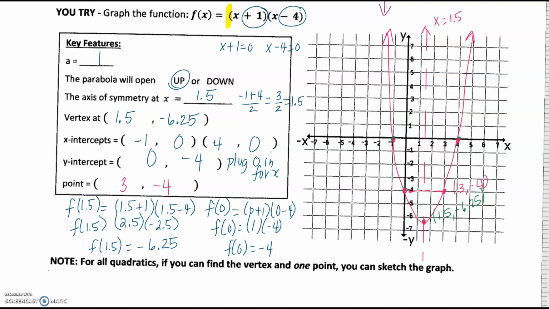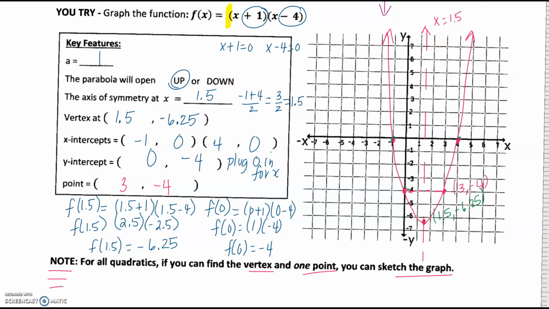On the bottom here, it says note for all quadratics. If you can find the vertex and one point, you can sketch the graph because your other point would be symmetric to the other side of the axis of symmetry. So we have learned 3 different methods for graphing a quadratic. The standard, when a quadratic's in standard form, which is what we did last lesson. Today we've done vertex form and we've done factored form.